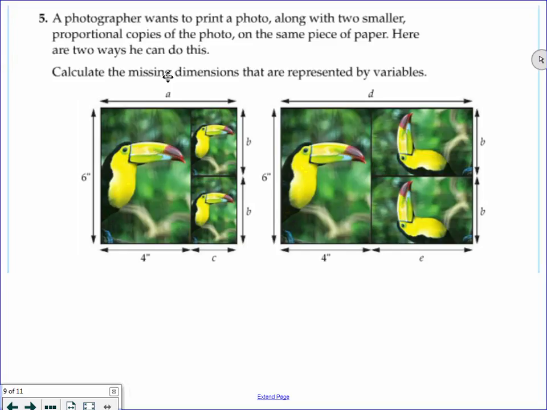So we need to figure out on these pictures what the values of all the letters are. So we need to figure out what A equals, what B equals, what C equals, what D equals, and what E equals. Okay, so I'm going to start, just looking at this, with B because I noticed that this side is 6 inches, and these B's go together to make up that same height. So each one of those B's must equal 3 inches. Okay, so I know B is equal to 3.